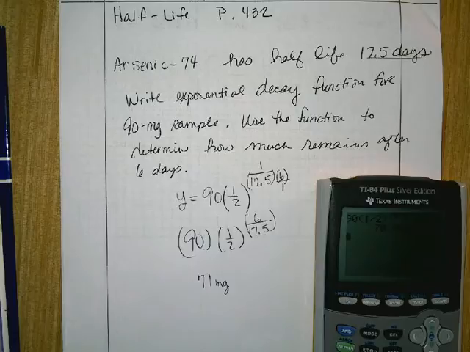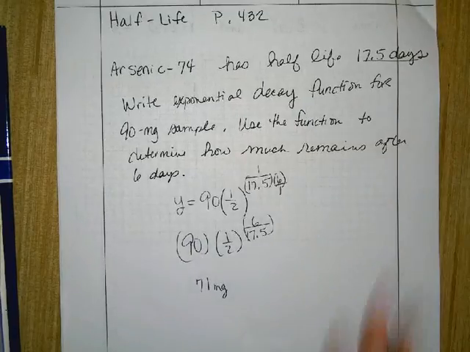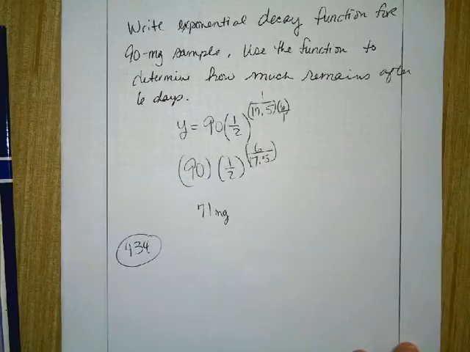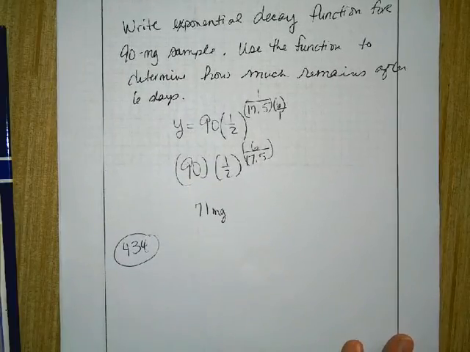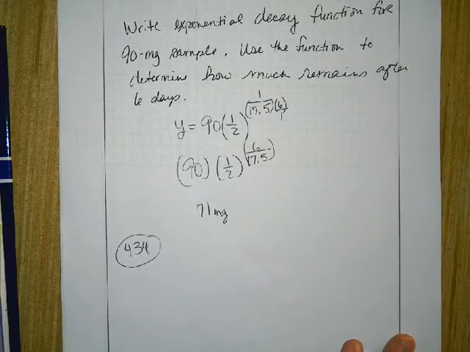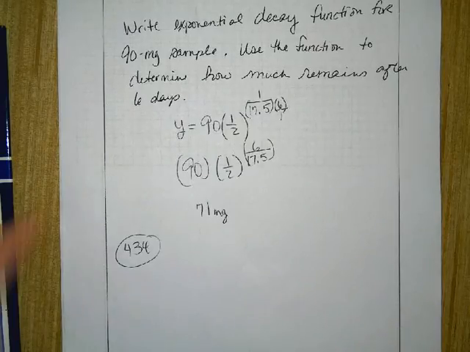Okay, let's do number 15 in your book on page 434. Phosphorus 32 is used to study the plant's fertilizer. It has a half-life of 14.3 days. Write an exponential decay function for a 50 milligram sample. Find the amount remaining after 84 days.